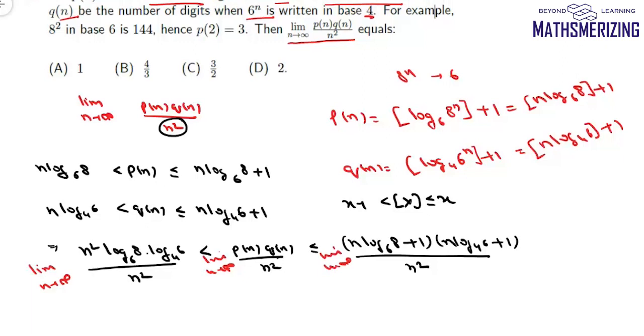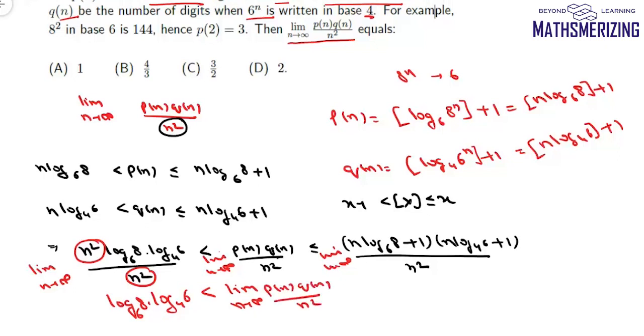Now since it is an infinite limit, the highest power of n in the numerator and denominator is 2. So the answer to this left hand limit will be simply log 8 base 6 into log 6 base 4, and here it is limit n tends to infinity of Pn Qn by n square, and here also the highest power is n square. So here also this limit will be log 8 base 6 into log 6 base 4.